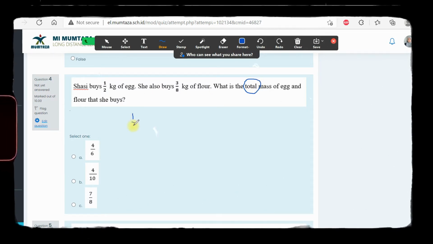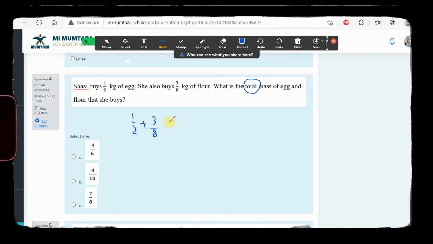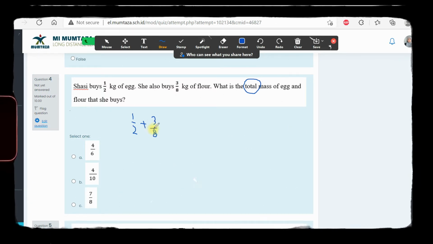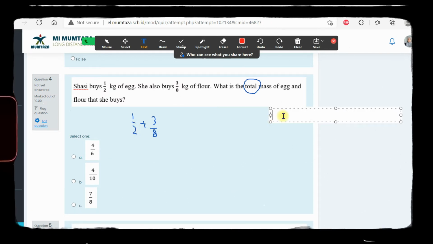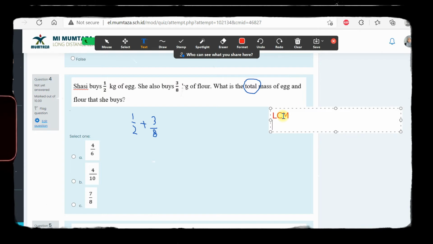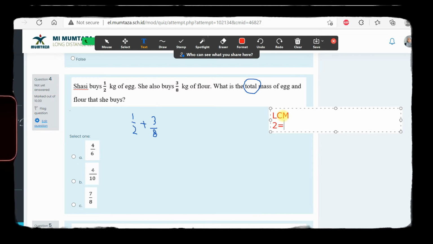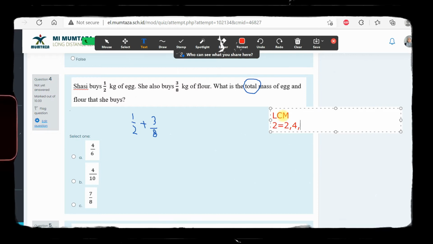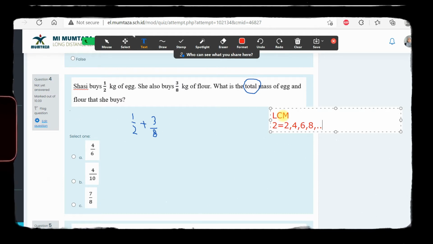So 1/2 plus 3/8. How to do this one? Same as number 1, we must find the LCM first because these are unlike fractions. So find the LCM of 2 and 8. Now the multiples of 2: 2 times 1 is 2, 2 times 2 is 4, 2 times 3 is 6, 2 times 4 is 8, and so on.